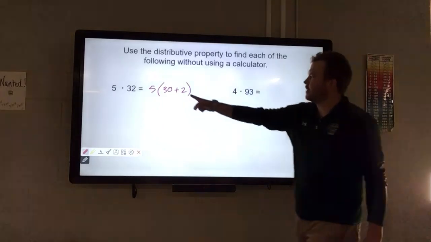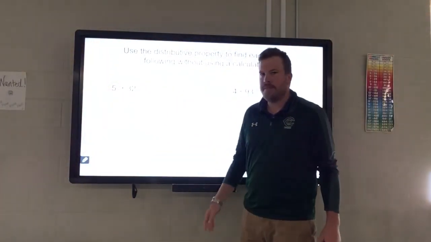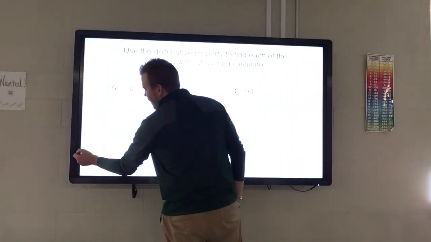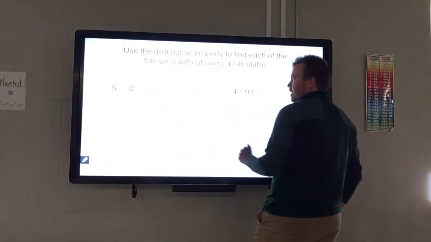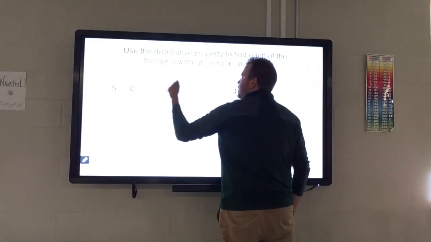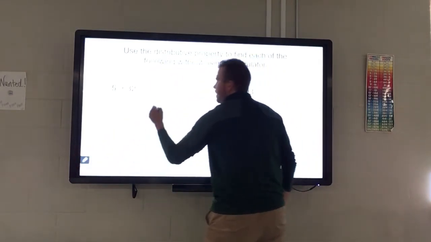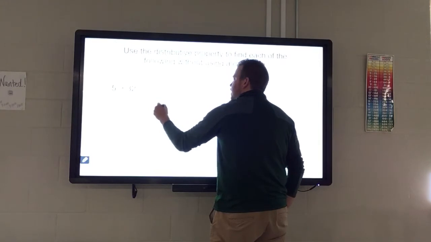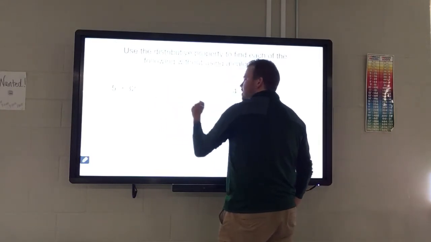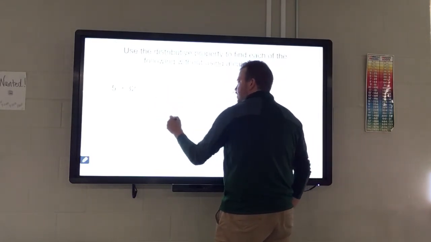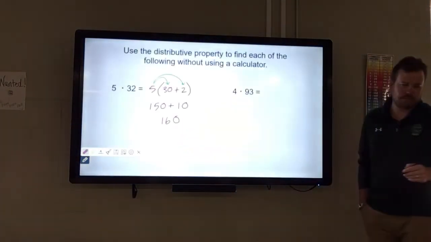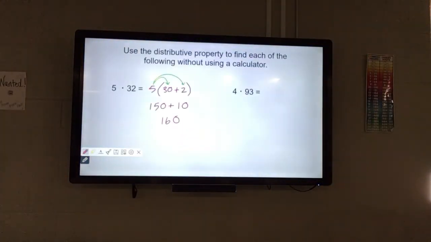Right? Because 30 plus 2 is 32. All right? But what we can use here is we can now distribute. We can say, all right, 5 times 30 and 5 times 2. So I get 5 times 30 is 150, plus 5 times 2 is 10. So 5 times 32 is 160. All right, so we can do this problem using mental computation.